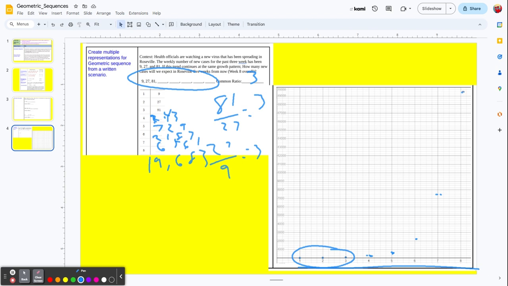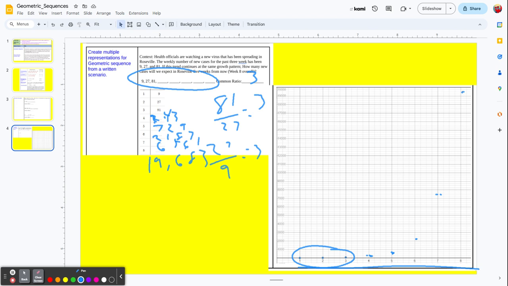Okay. So we have our graph. We're going to have discrete points. We're not going to connect all the points because with your terms in a sequence, you can't have a partial term. So we're not going to have term 1.5. We're not going to have term 2.3. So it's term 1, 2, 3, 4, 5, 6, 7, 8. That's why this discrete graph, we don't connect the dots.